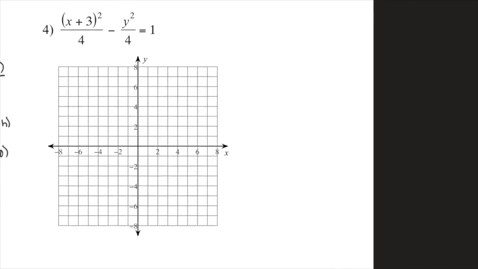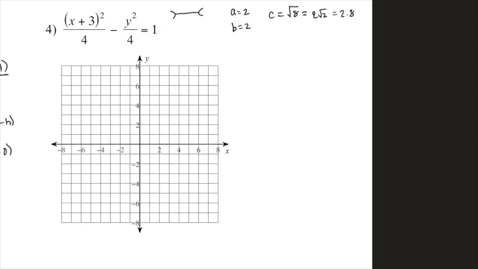I'm going to run through this one a little quicker. This is back to a horizontal transverse axis, right, because x is first. A is 2, b is 2, c is the square root of 8, which is 2 square roots of 2, approximately 2.8. My center is going to be -3, 0. So -3, 0 is here. I'm going to go left and right 1, 2, up 2 and down 2 to create this. This one's going to be a square because a and b are exactly the same size. Let's write my vertices out. I'm going to have -1, 0 and -5, 0.